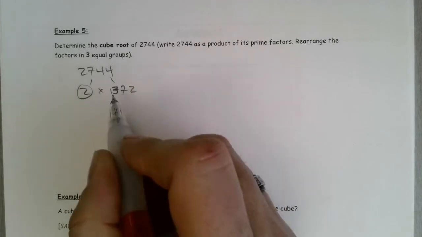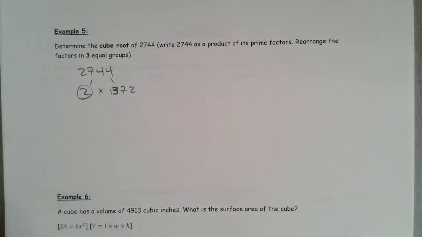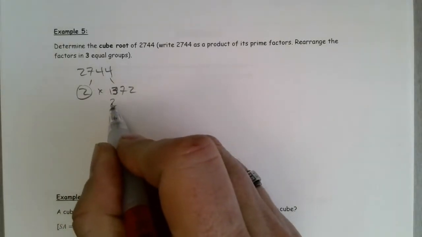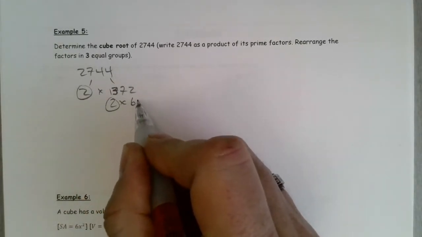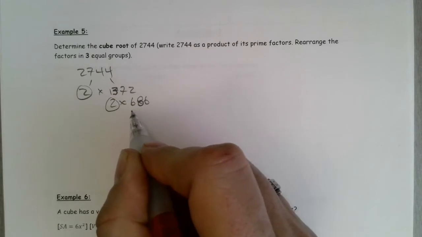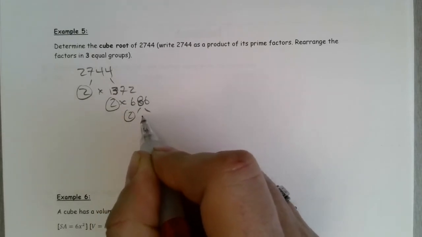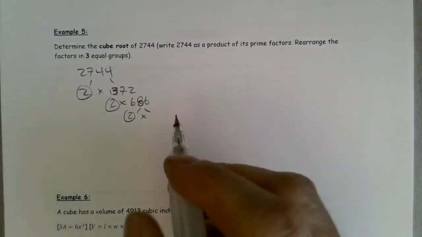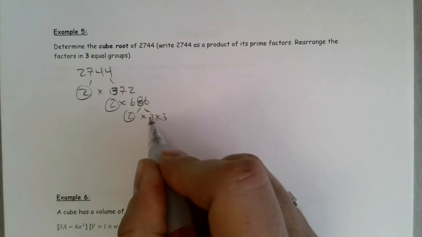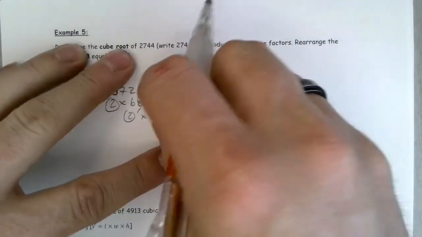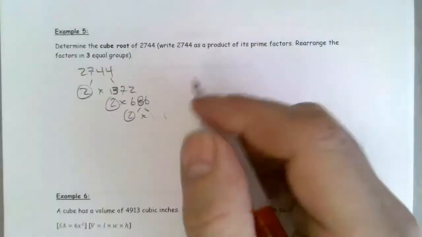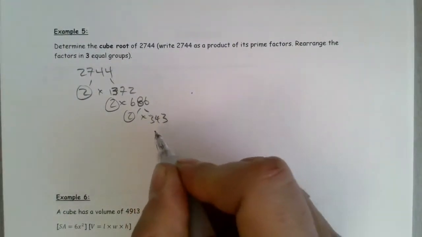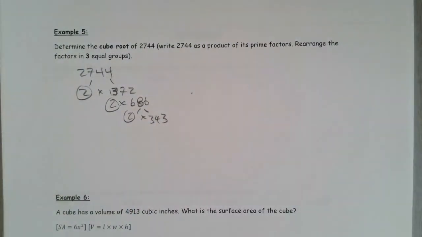and that gets us 1,372, which I'm going to divide by 2, and that gets me 686, which I will divide by 2 to get 343. Now, I did the same thing with that last step there. It's kind of weird. Now, 343 is not divisible by 2.